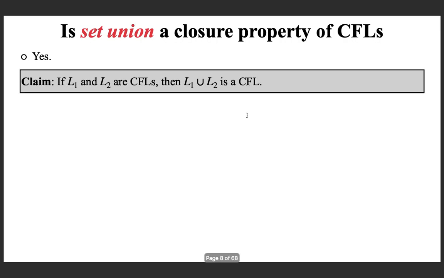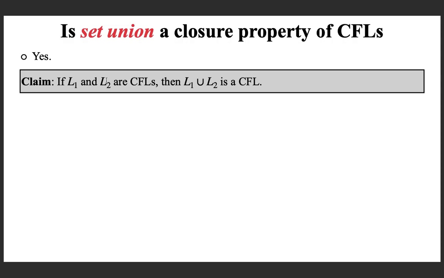So what is the answer? What do you think? Think about the formal representation of context free languages, and can you say what it is? Is the set union a closure property? The answer is yes. So we have to state it as a claim and prove it. If it is closed under set union, then this is the claim.